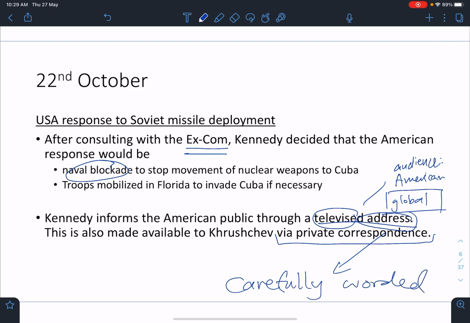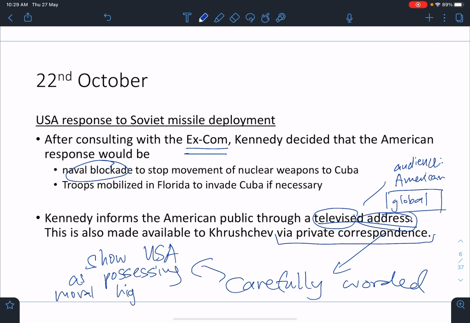And what is it trying to do? Of course, it is trying to show the Americans as what? As possessing the high ground, right? The moral high ground, saying that, oh, we discovered the missiles. This is a grave threat to the peace and security of the world order. We demand that you take the missiles away, so on and so forth. Naturally, the speech is not going to mention anything about the Bay of Pigs or Operation Mongoose.